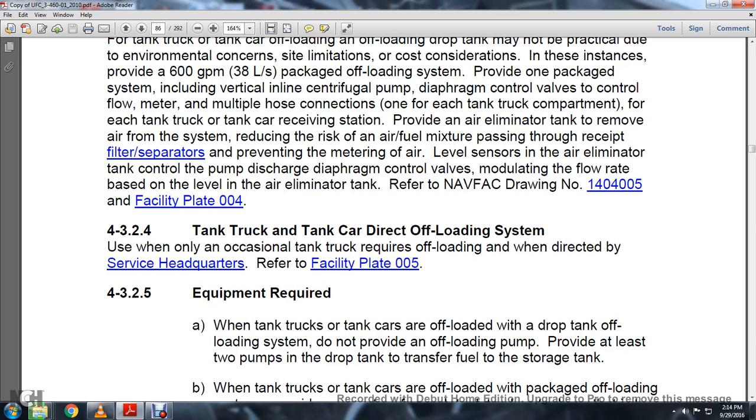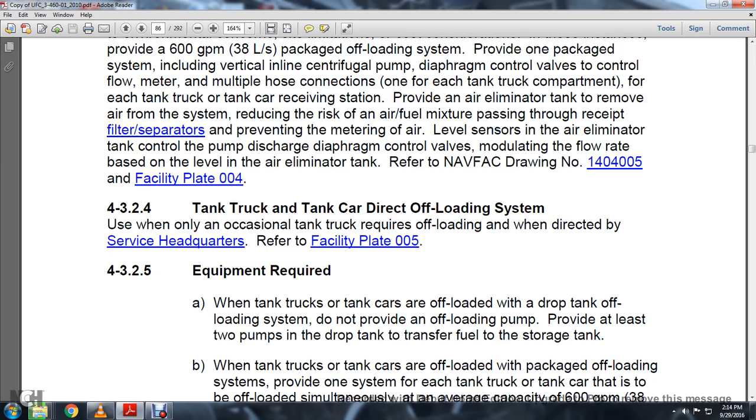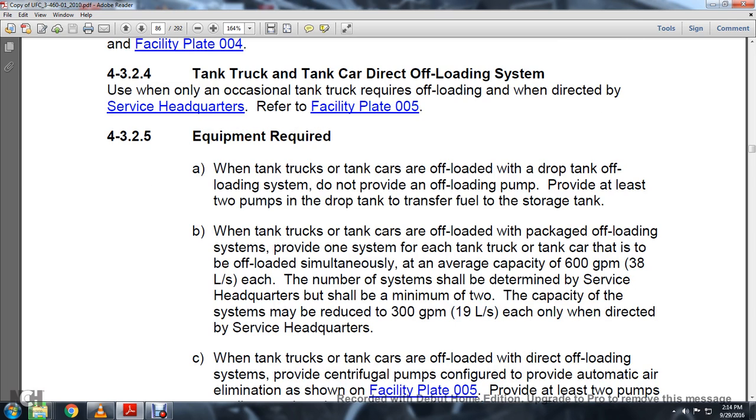4324. Tanker truck and tanker car direct offloading system, used for an occasional tank truck, requires offloading when directed by the service headquarters. Refer to facility plate 005. Equipment required: when tanker trucks and tanker cars are offloaded with the drop tank offloading system, do not provide an offloading pump. Provide at least two pumps at the drop tank for transfer to the storage tank.